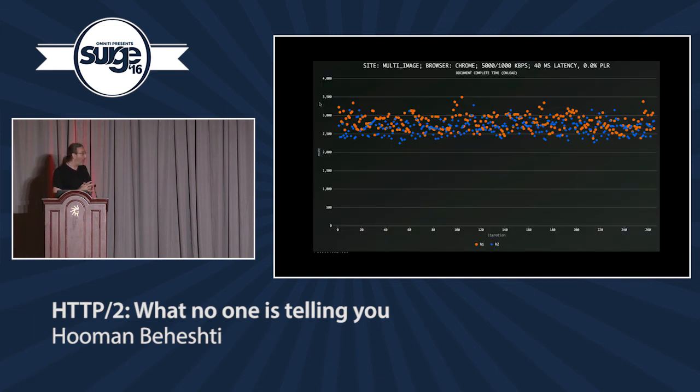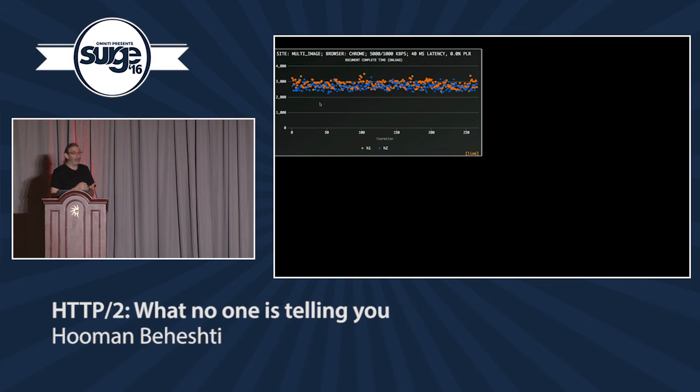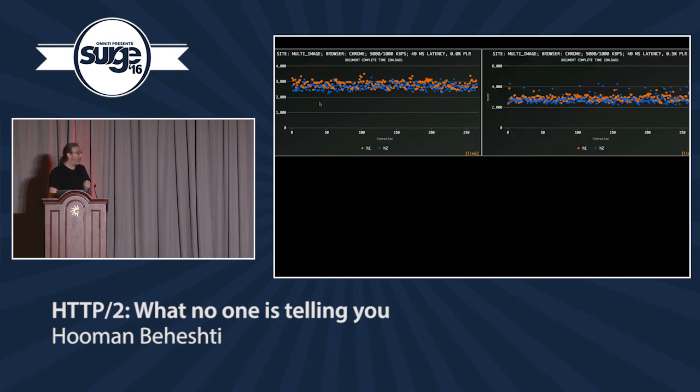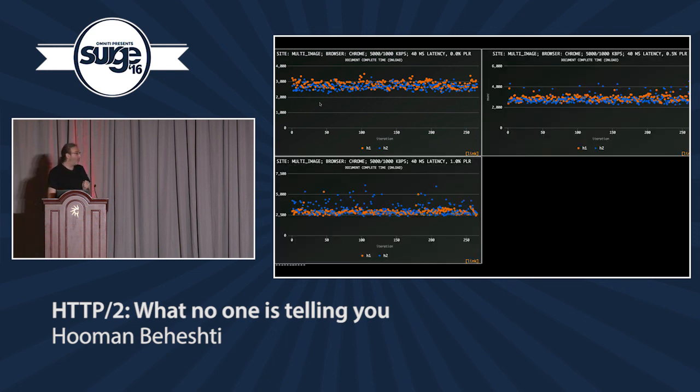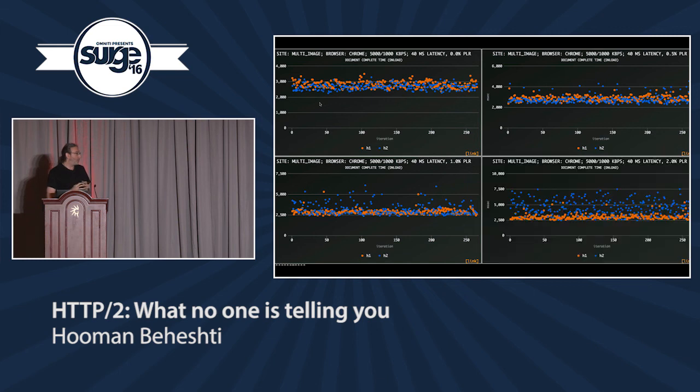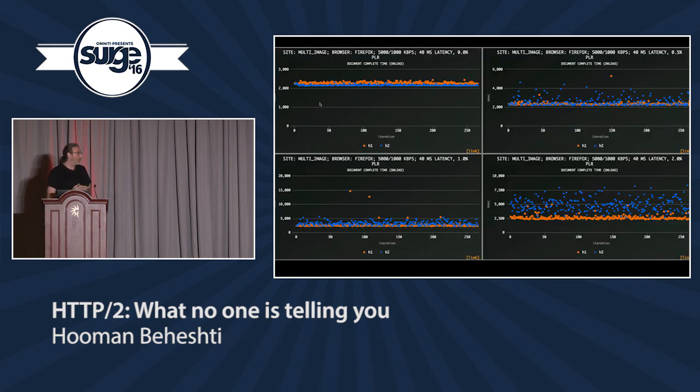This is our scatter plot to start with. Let's put that in the corner, and let's start adding packet loss to this. We don't change anything else except packet loss. So 270 runs, H1 versus H2 with packet loss. This is with 0.5% of packet loss, 1% packet loss, and 2% packet loss. The story changes, right? And that's really interesting. Okay, what if this is a Chrome thing? Let's try Firefox. Pretty much the same thing, right?